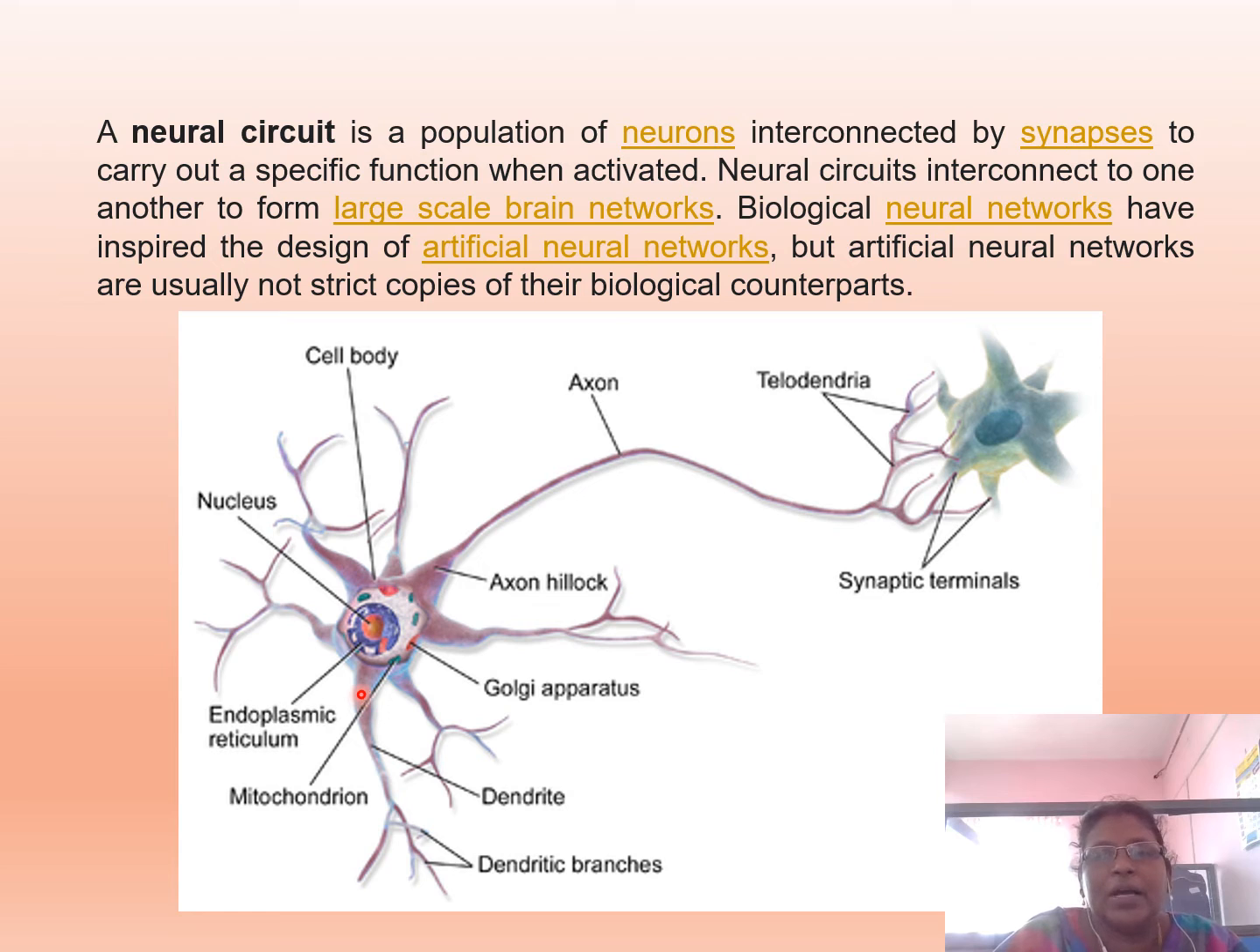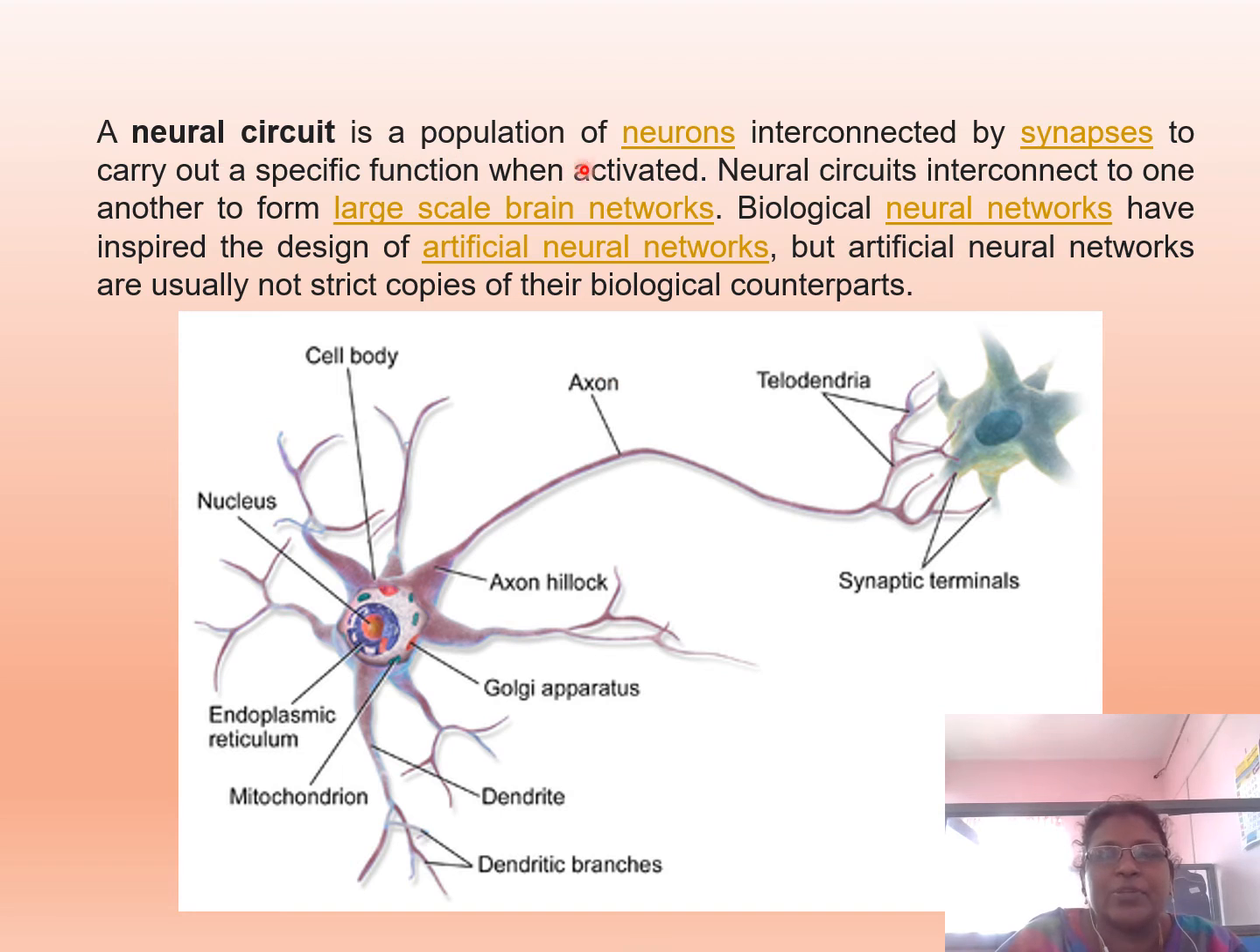This portion is known as dendrites, the dendritic branches. The long part is known as the axon. The axon ends with the synaptic terminals. With the synaptic terminals, one neuron is connected with thousands of other neurons, so the message is transferred from one neuron to thousands of others. This portion is known as telodendria. So this is the structure of neuron.